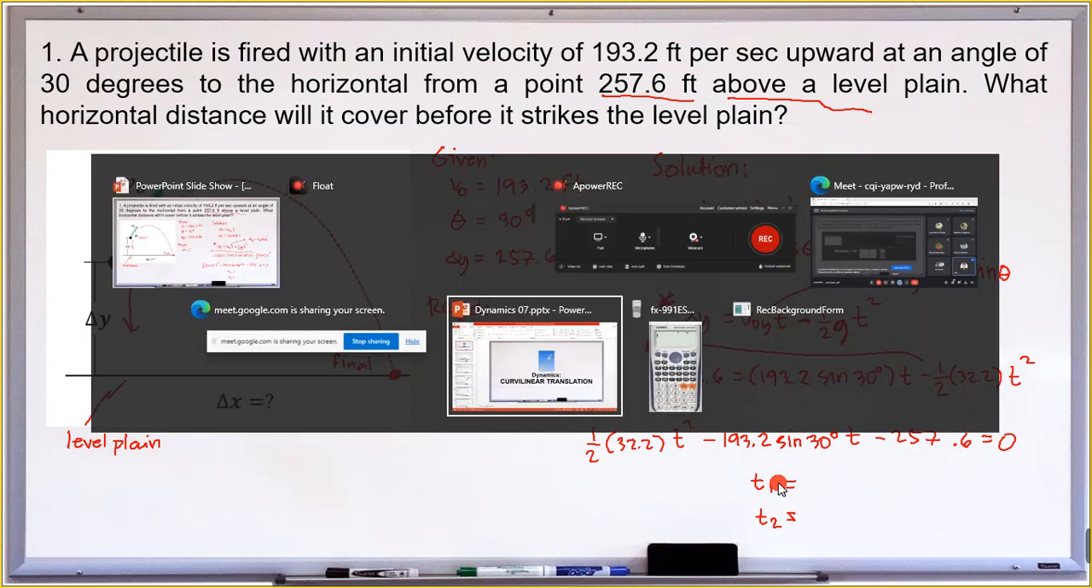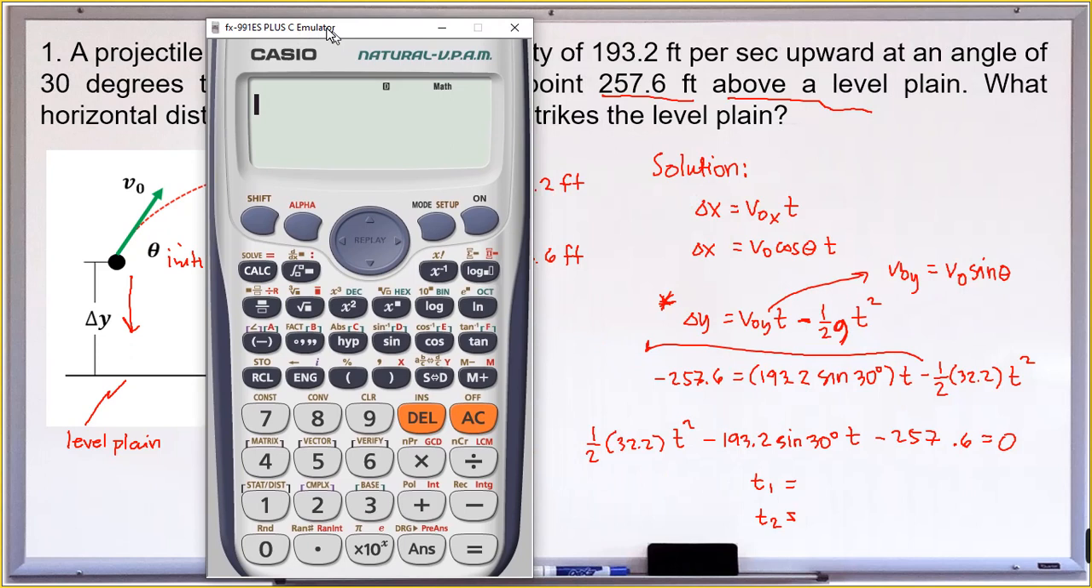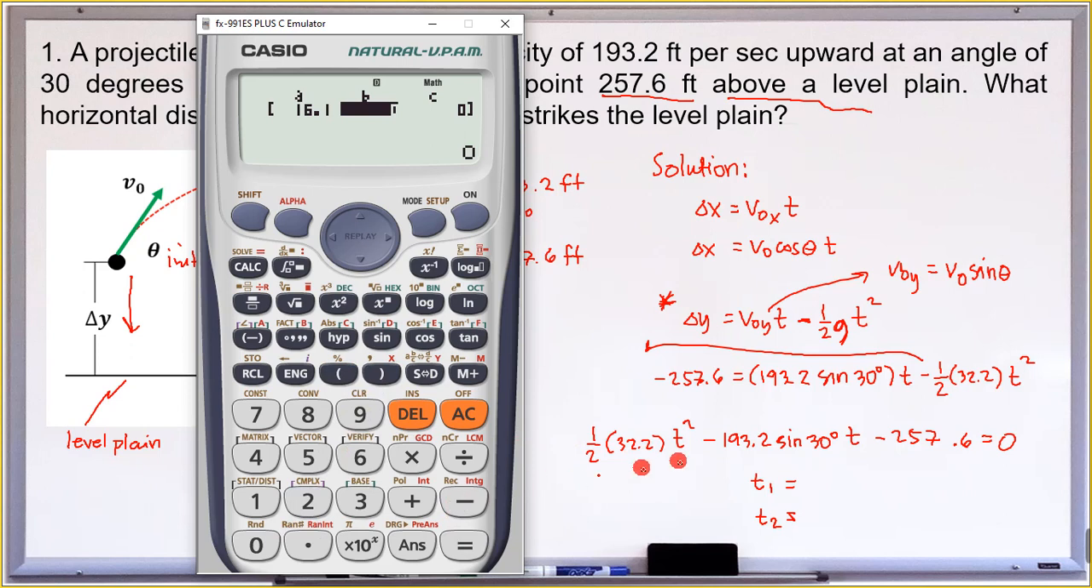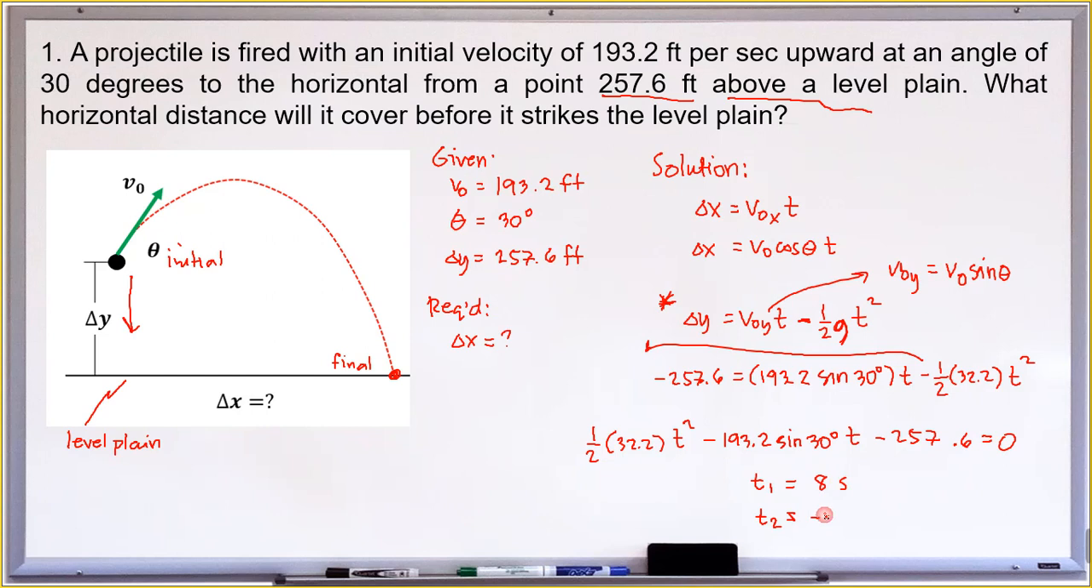So we can use our scientific calculator, cycle. So sa ato cycle, go to mode, choose equation 5, and then choose number 3. So ato input ang mga coefficients. For the first term, we have 1 half times the acceleration due to gravity, 32.2. And then for the middle term, we have negative 193.2 sine of 30. Okay. And then press equal sign, and then we have negative 257.6. So another equal. So we have time 8 and negative 2 seconds. So we have 8 seconds and then negative 2 seconds.